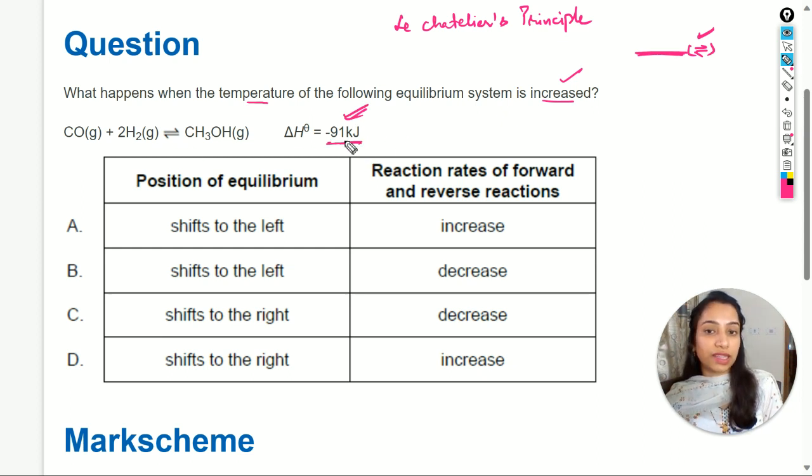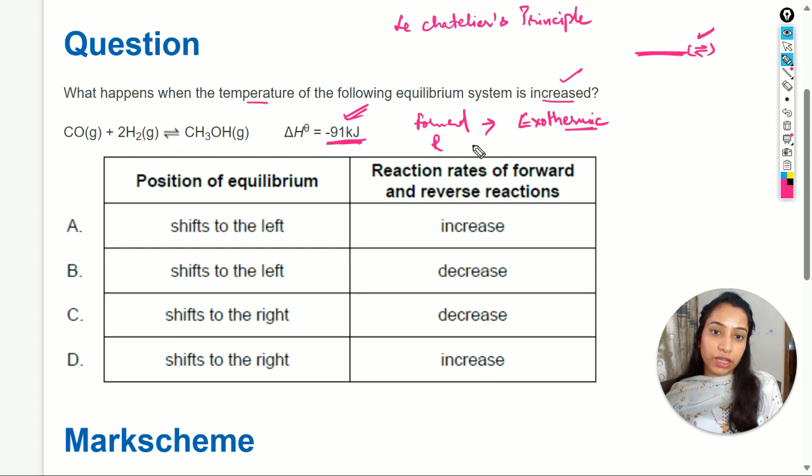So here you can see that this enthalpy change value is negative, means the forward reaction is exothermic. Because if the enthalpy change is negative, then it shows that the reaction is exothermic. That's why the forward reaction is exothermic and the reverse reaction will be endothermic. Okay, so now the position of the equilibrium. Temperature is increased, and that's why the system will try to decrease the temperature. So it shifts the equilibrium in such a direction that it can reduce the temperature.